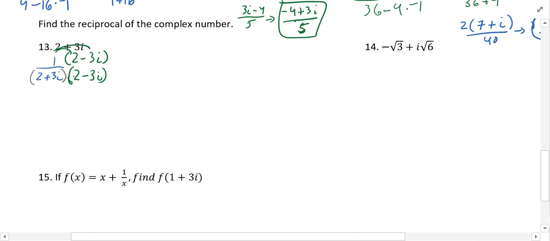Here I'm going to distribute. The numerator is just 1, so it's going to stay the same, 2 minus 3i. And on the bottom, I'm going to get 4 minus 9i squared.